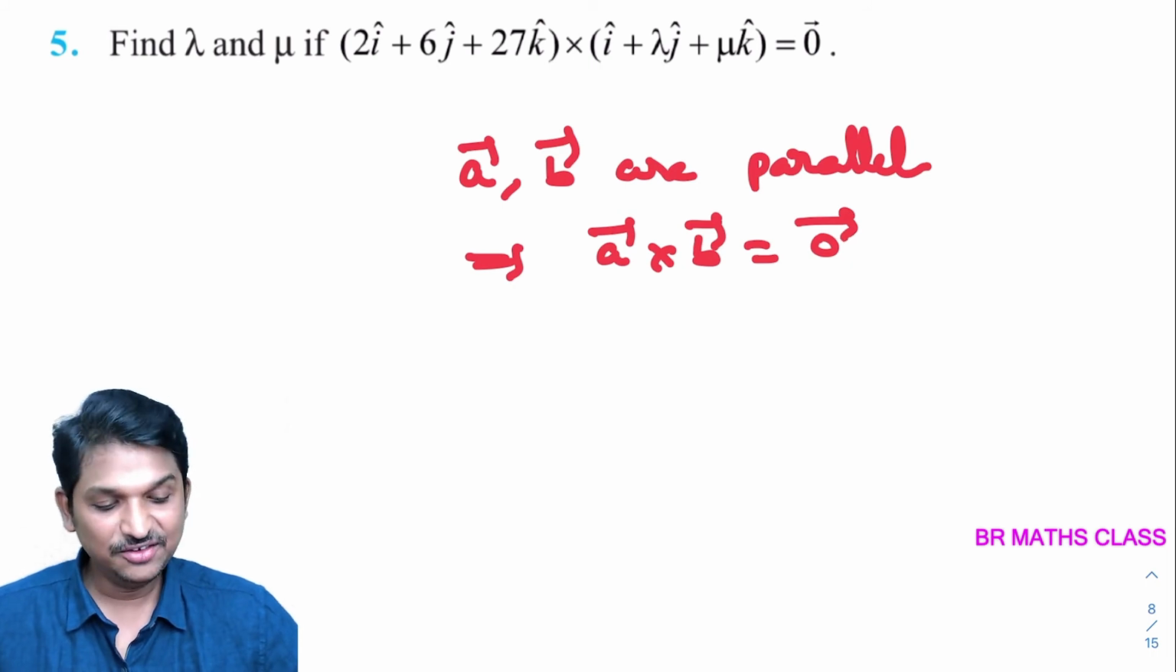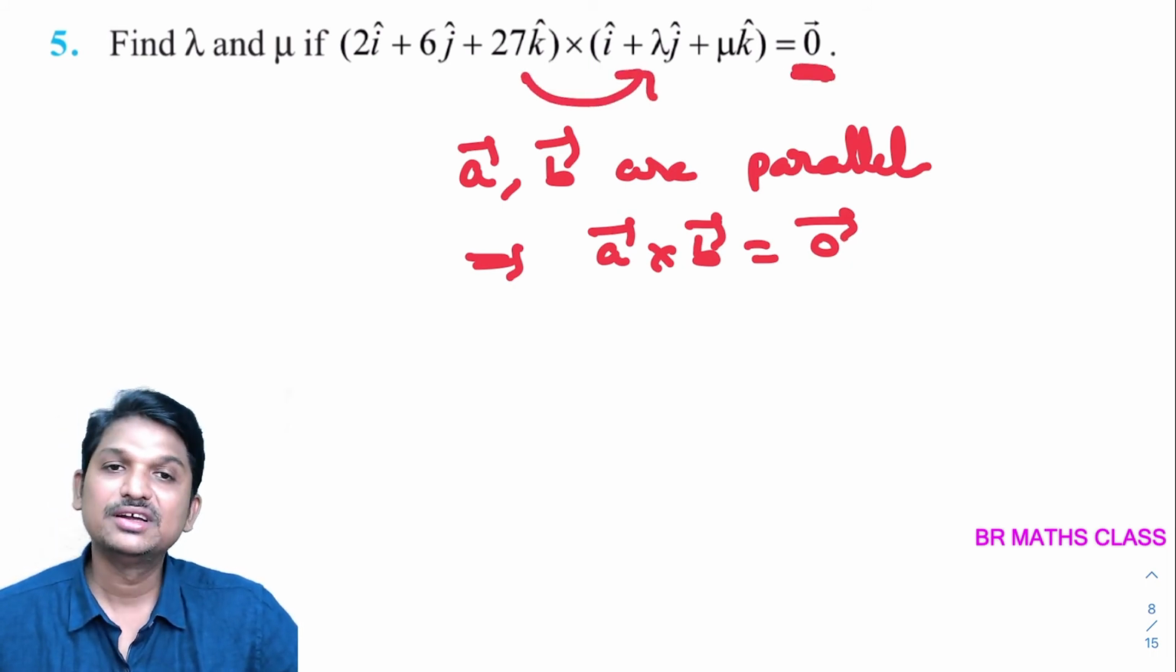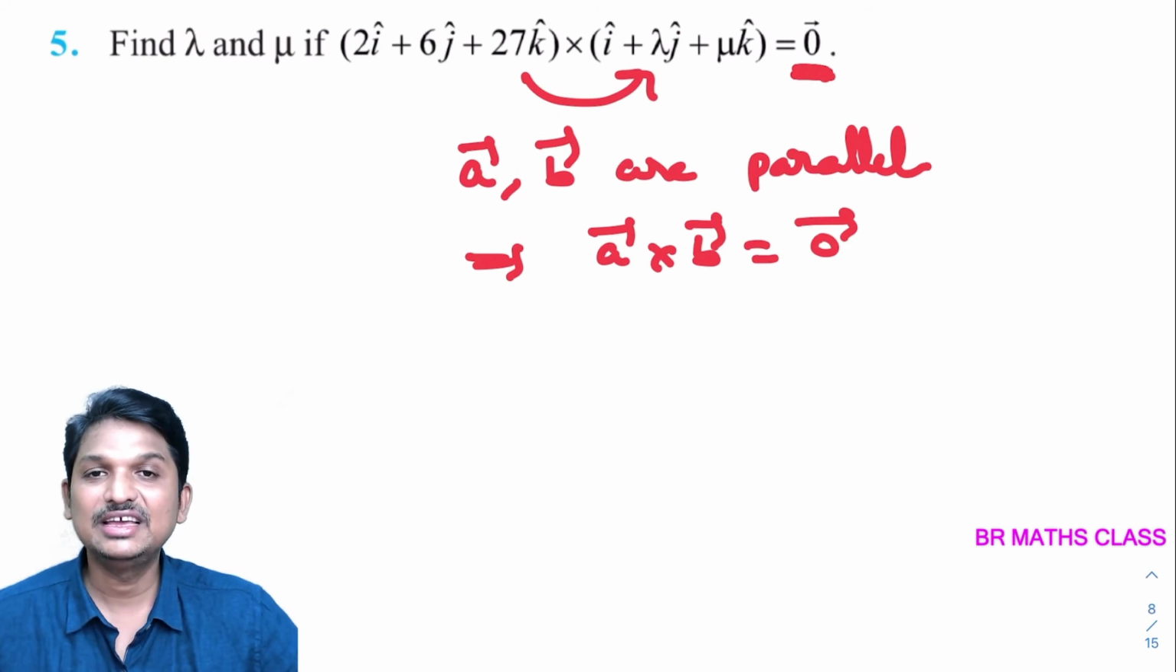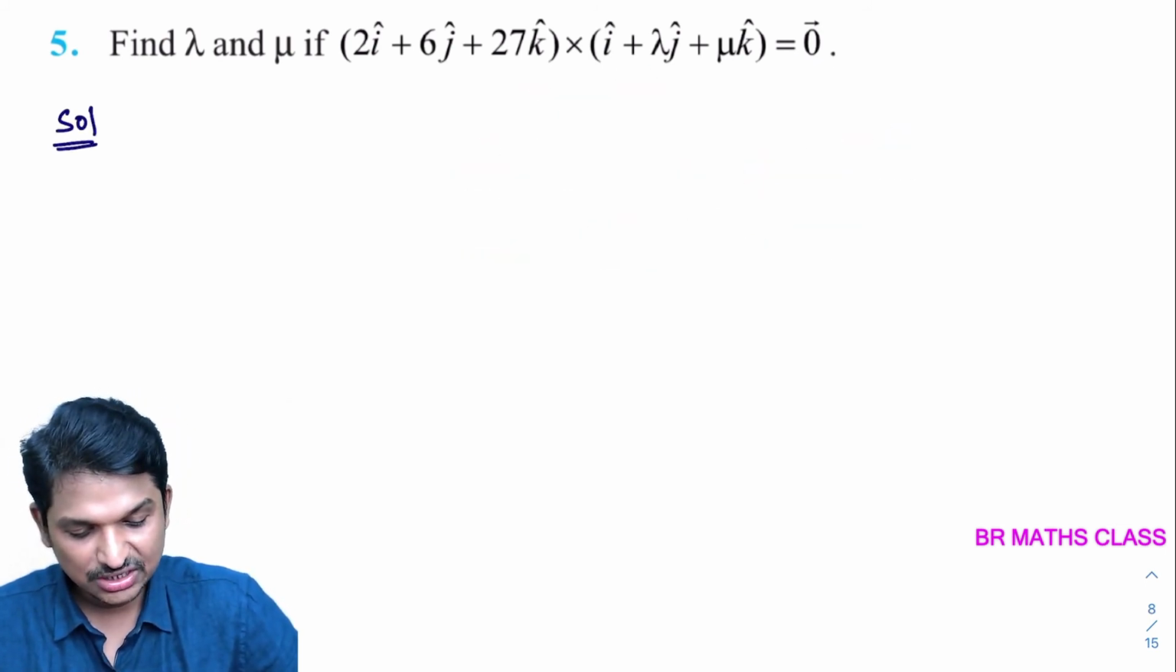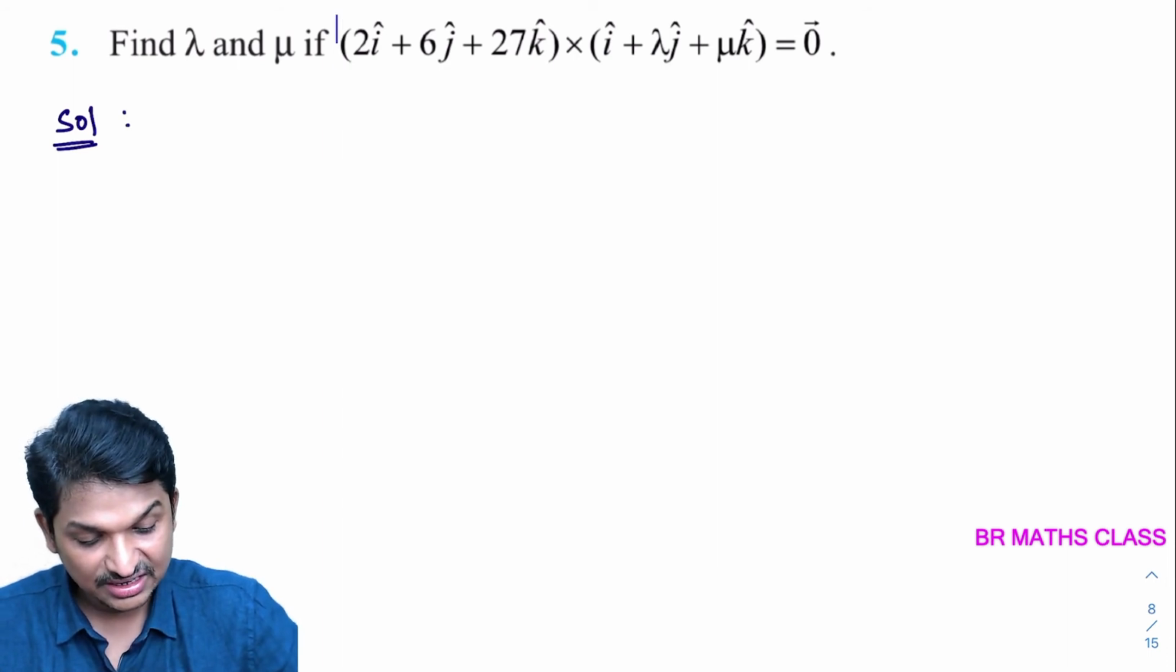So here they have given that the cross product of two vectors is 0 bar. What does it tell us? It tells us that the given vectors are parallel vectors, right? I'll write that data first. Solution. What is the given data? This is the given data. I'll write.